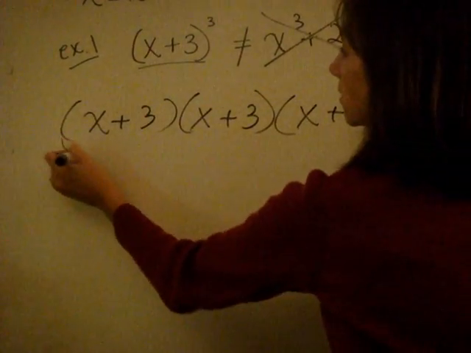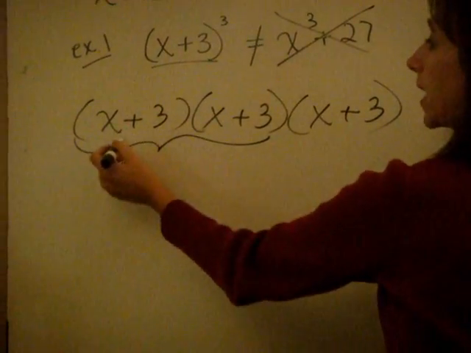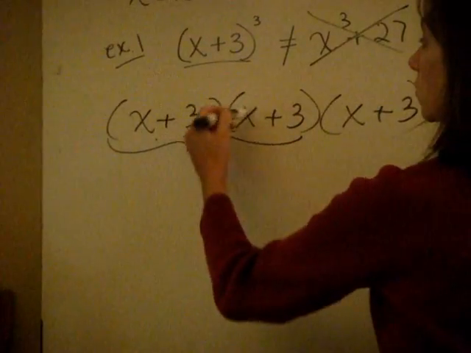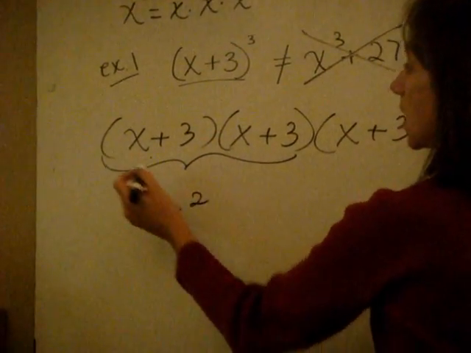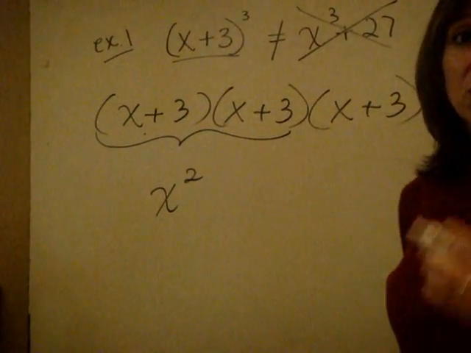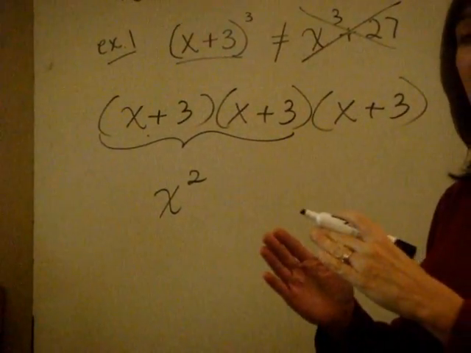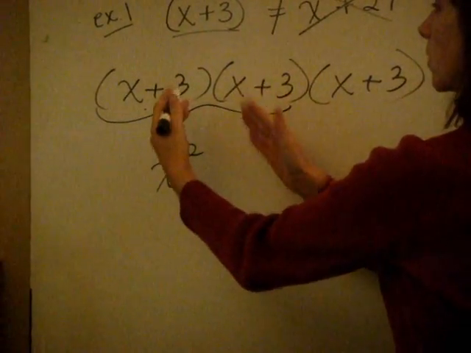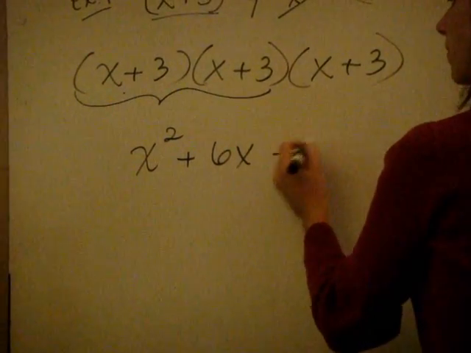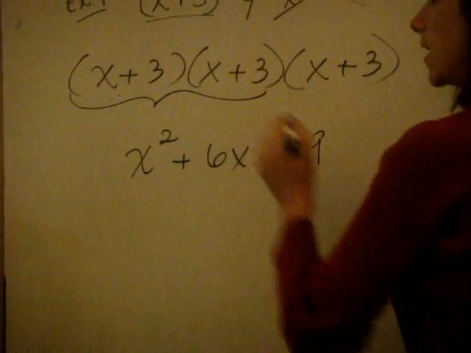So we're going to take these 2 first, and this is a binomial times a binomial, so you just use your FOIL method. First would be x squared. Outer is 3x, and inner is 3x. By now we should start doing the outer plus the inner in our heads. So 3x plus 3x is 6x. 3 times 3 is 9. So we got these 2 taken care of.